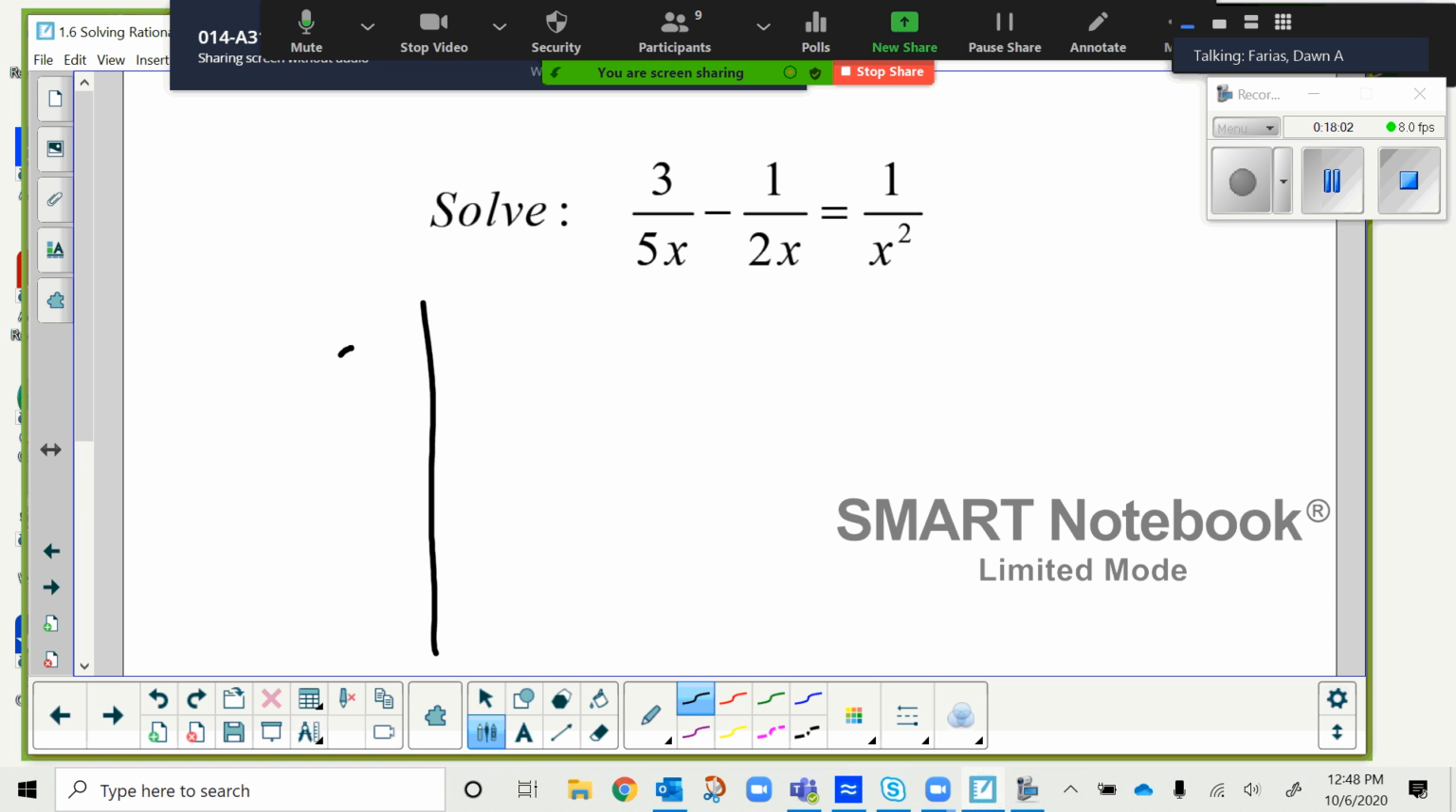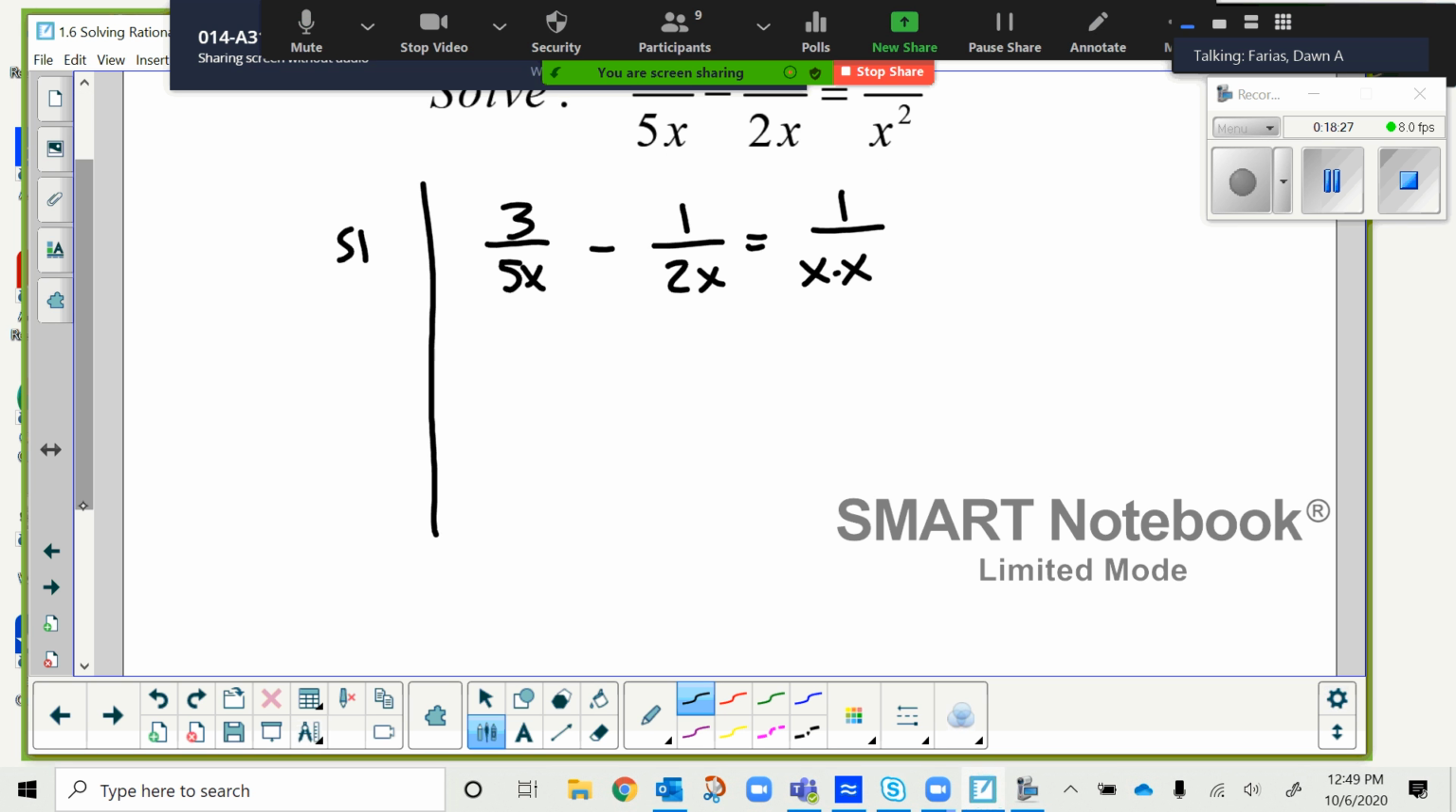Step 1 is to factor the denominators, and the only one that you can really do anything with is the last one. You can break it up into x times x, because that's what factors are, things that are multiplied. So 5x is already 5 times x, 2x is already 2 times x. So those are already in factored form. Then step 2 is to multiply by the LCD, the least common denominator.